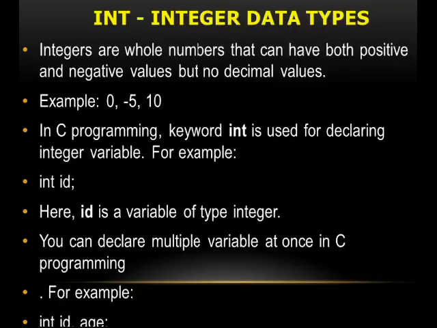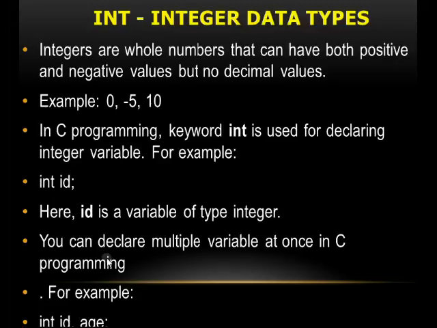First is the integer data type. Integer data types are whole numbers which can be both positive and negative values but no decimal values. So examples are 0, -5, 10, etc. The keyword int is used for declaring an integer variable. Example, int id. Here id is a variable of type integer.